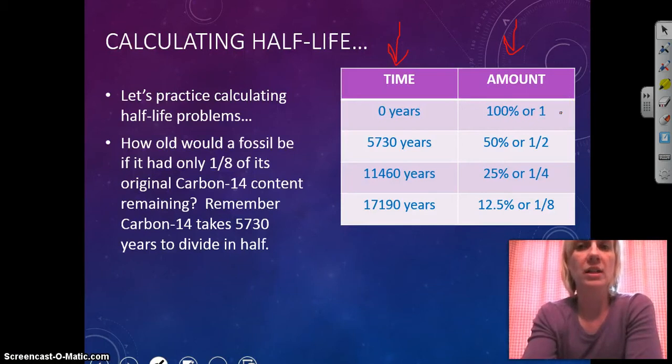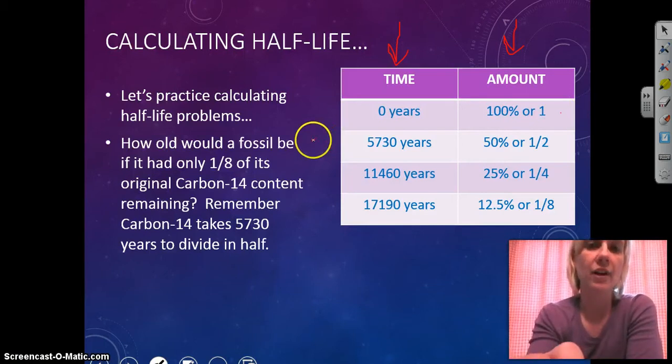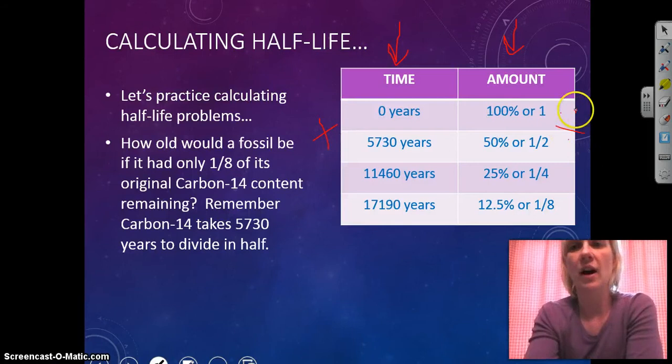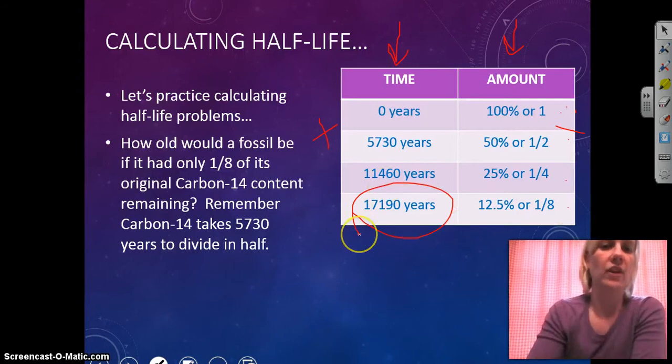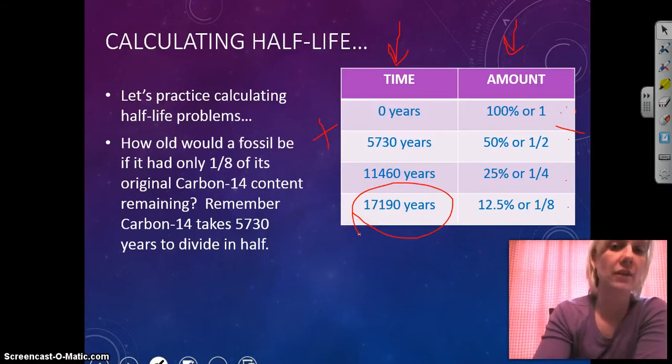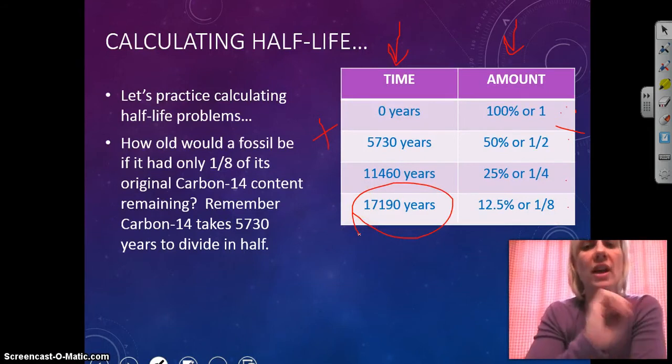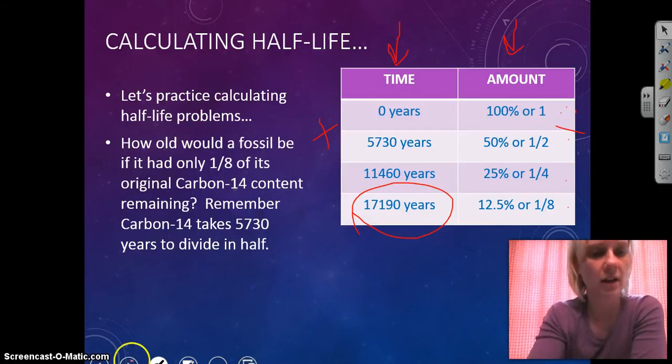So as we start breaking down, I'm going to add my half-life on this side, and I'm going to divide by 2 on this side. And so that's all I'm doing. When I get to an eighth, when it asks how old would a fossil be, it's going to be 5,790 years. 17,190 years. I can talk.